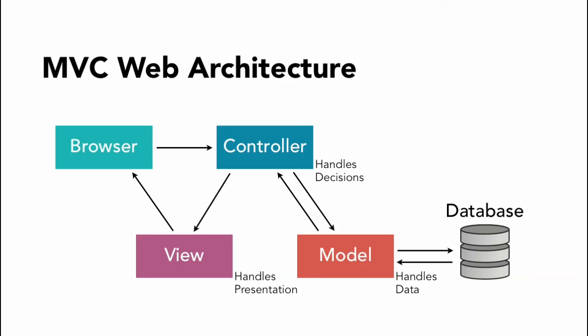Rails is built using this MVC architecture. We want to try and follow this architecture and keep our code in the right places. Decision code goes in the controller, data code goes in the model, presentation code goes in the view.